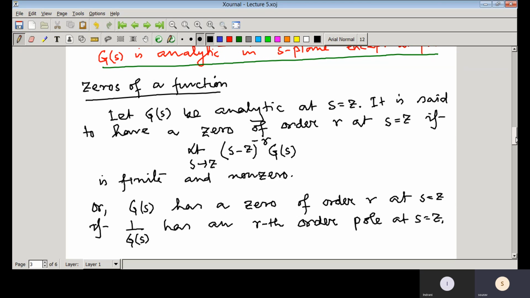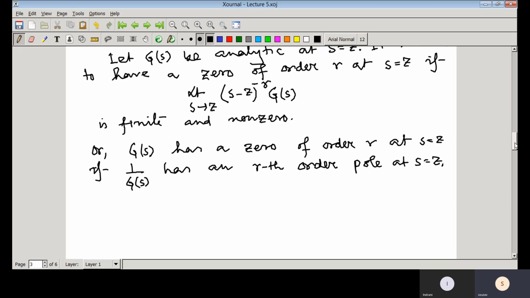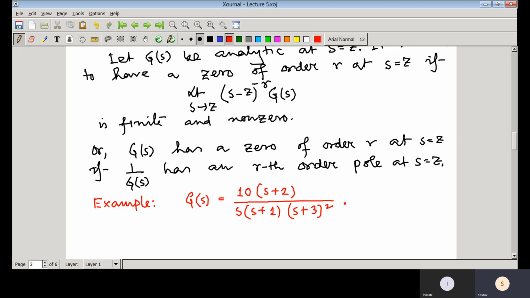Again, this thing would be clear if you see the example. So here we are taking one example. Suppose G(s) is that plant, that is 10 times (s plus 2) over s times (s plus 1) times (s plus 3) whole square.